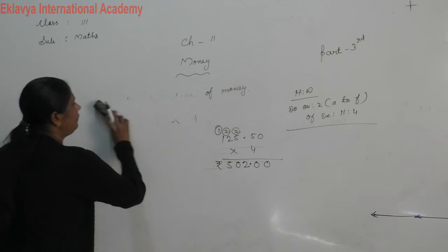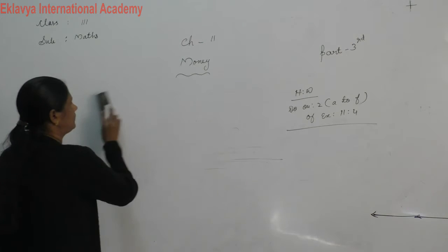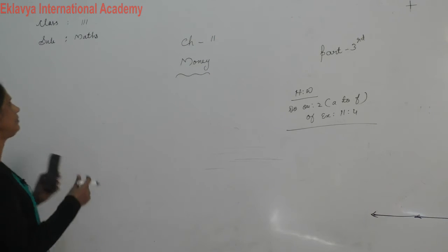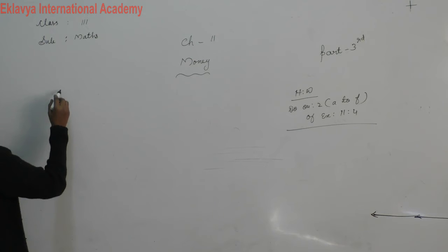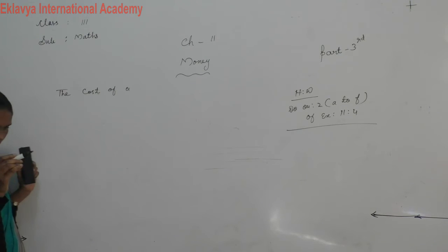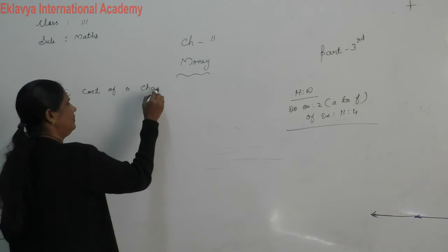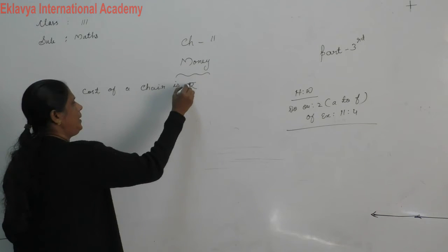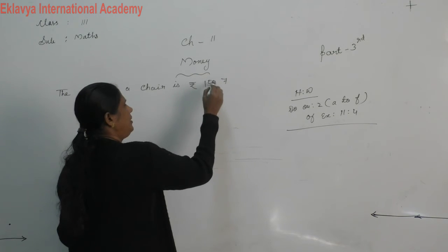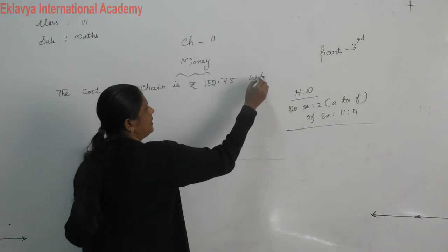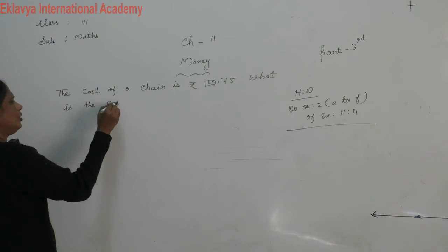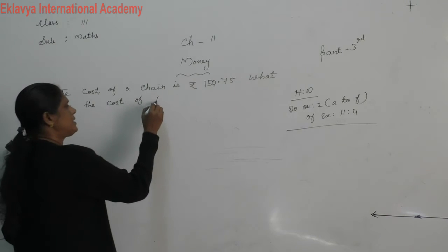Now, how to solve a word problem? Listen here. The cost of a chair is rupees 150 and 75 paise. What is the cost of 6 chairs?